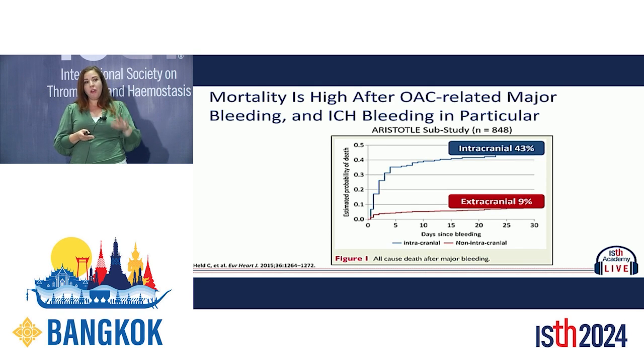But of course, it almost overshadows this extracranial bleeding line, which is red and looks flatter, but still, with extracranial bleeding here, 9% of patients died at 30 days. So that means if a patient comes in with a gastrointestinal bleed, the likelihood or frequency of death in that population is almost 10%.